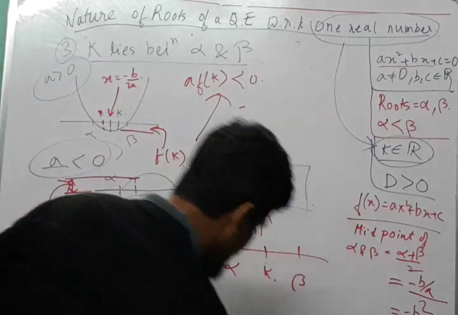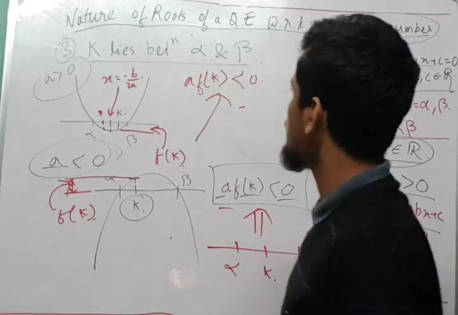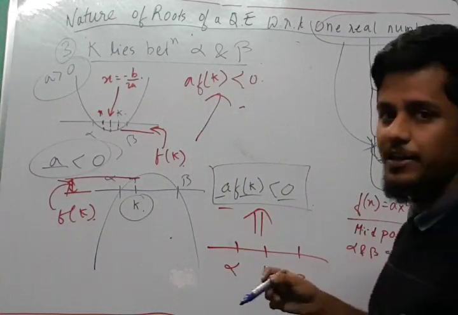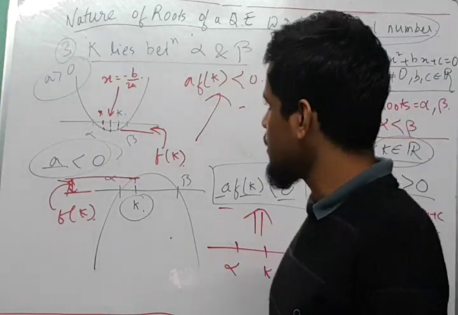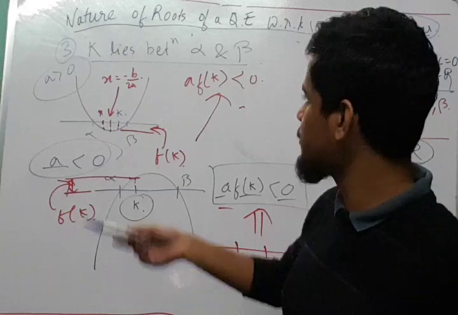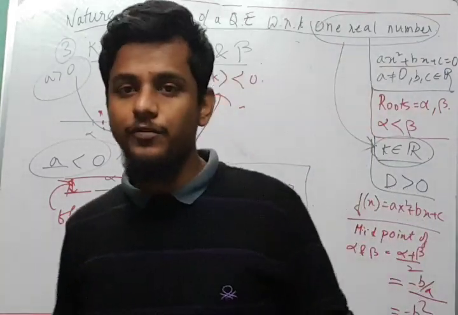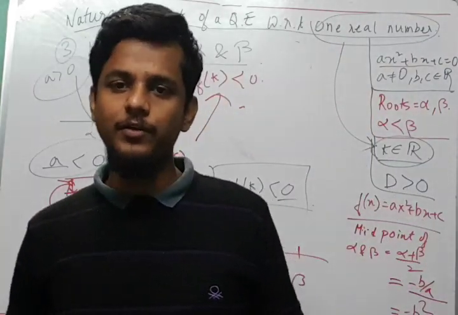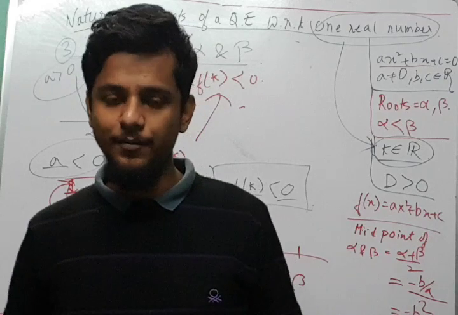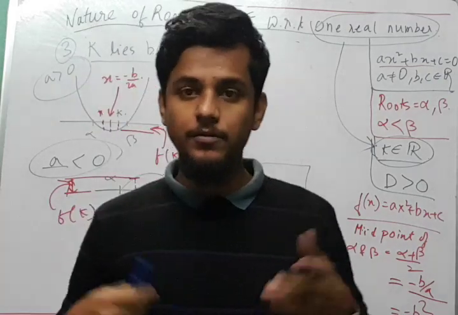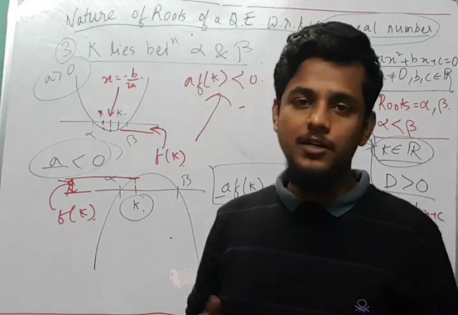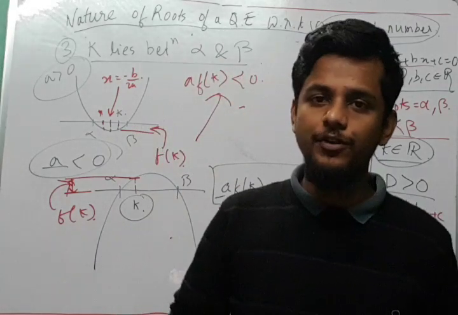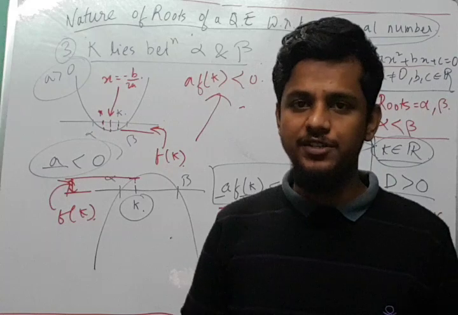So as you have seen over here, we have discussed the nature of roots of a quadratic equation with respect to only one real number. In our next video, we'll try to discuss the nature of roots of a quadratic expression with respect to two real numbers, where we'll take k1 and k2, which are two real numbers. So you should watch that video as well, so that you get a deeper understanding over how this can be extrapolated over a two real number system.